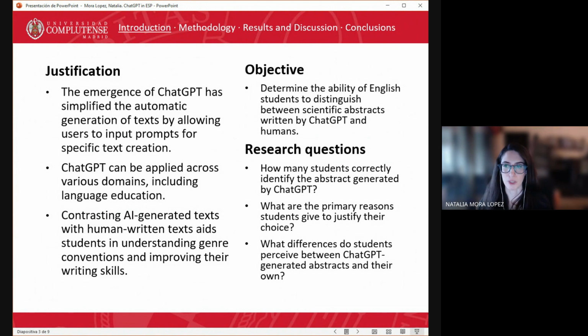So the objectives of this presentation would be to determine the ability of English students to distinguish between scientific abstracts written by ChatGPT and humans. And the research questions would be: how many students correctly identify the abstract generated by ChatGPT? What are the primary reasons students give to justify their choice? And what differences do students perceive between ChatGPT generated abstracts and their own?